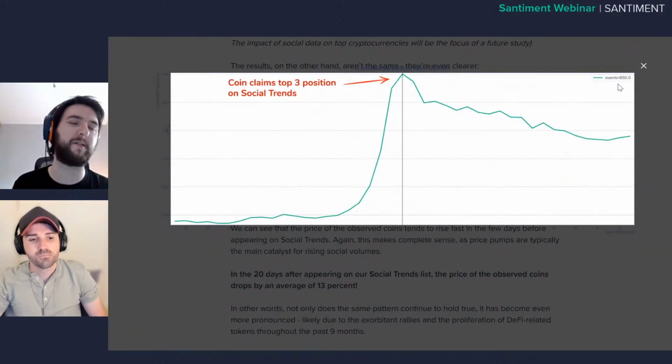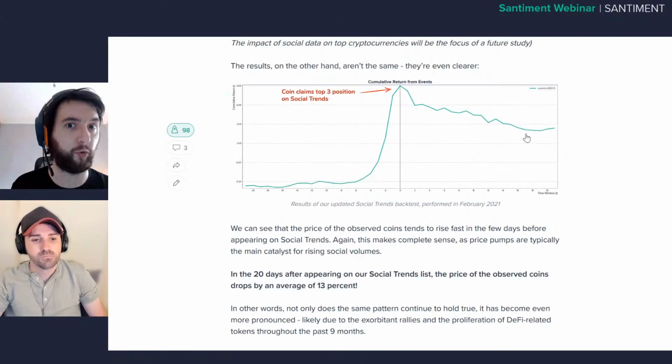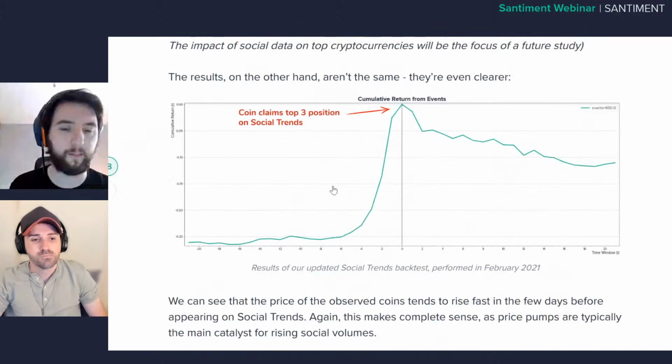So this time we looked at 650 different events. So the sample size grew by more than 200%. However, the results were very much the same. So this time we looked at the average price performance of these coins in the 20 days before and the 20 days after they appear on the top 3 positions on our list.